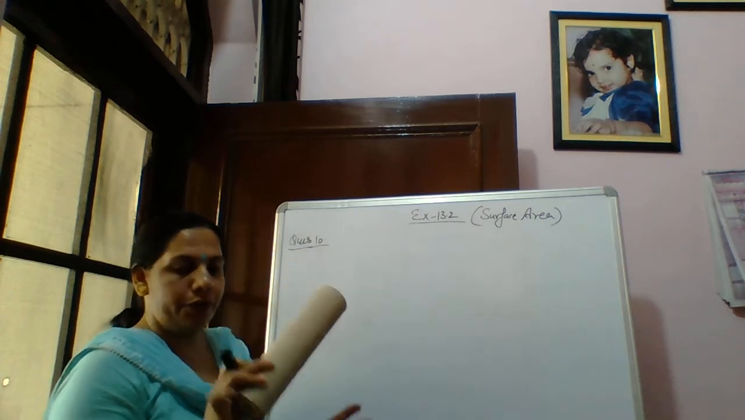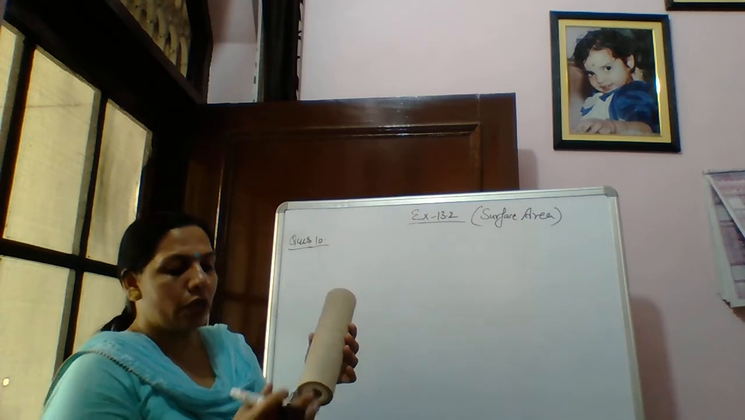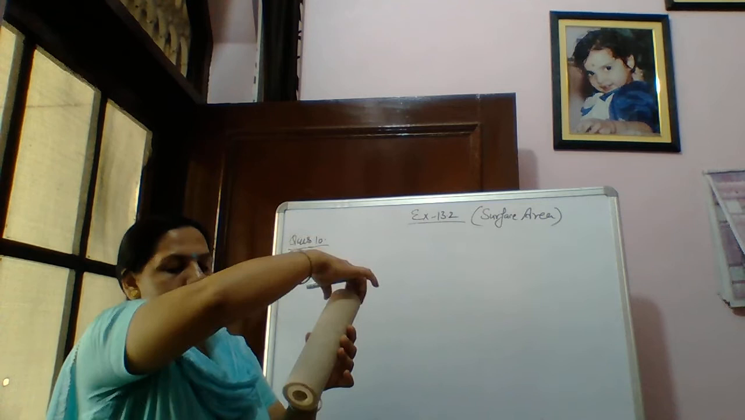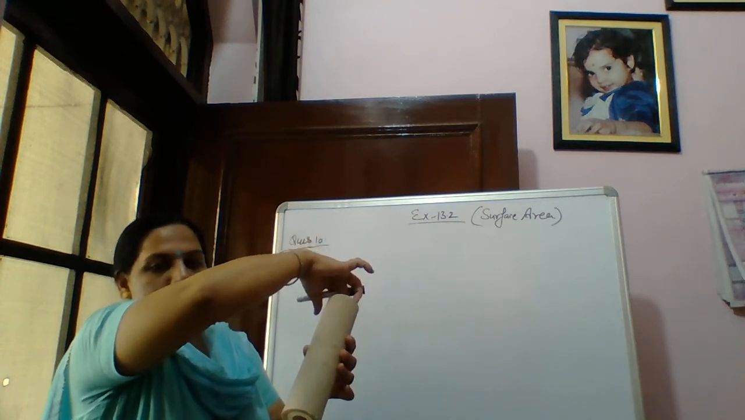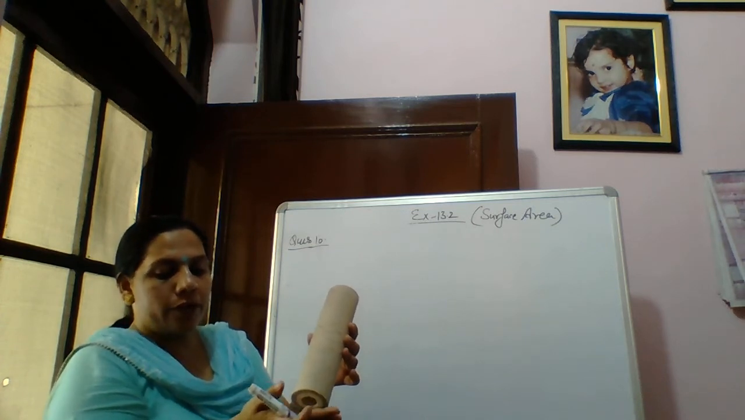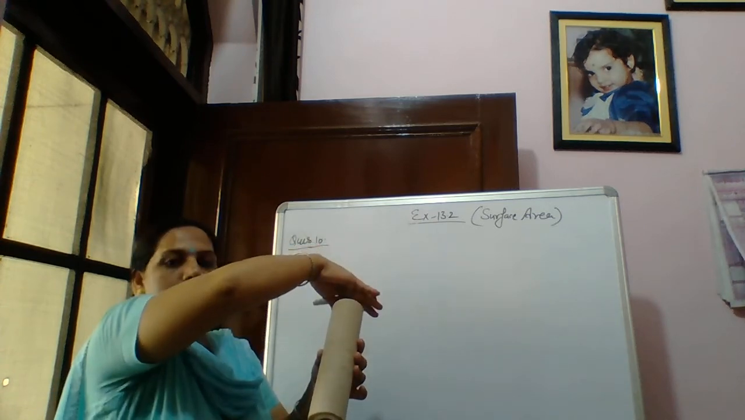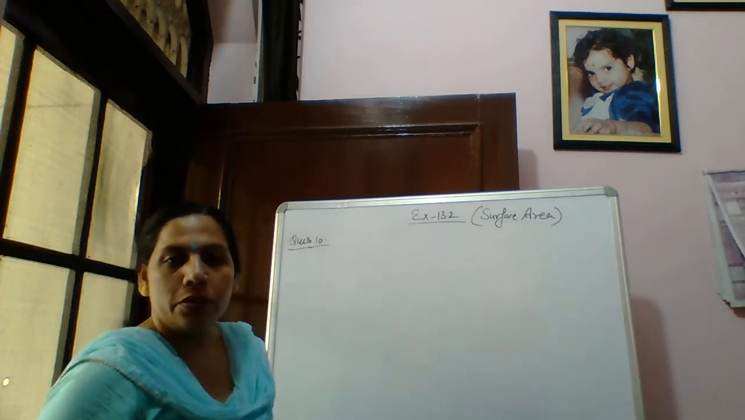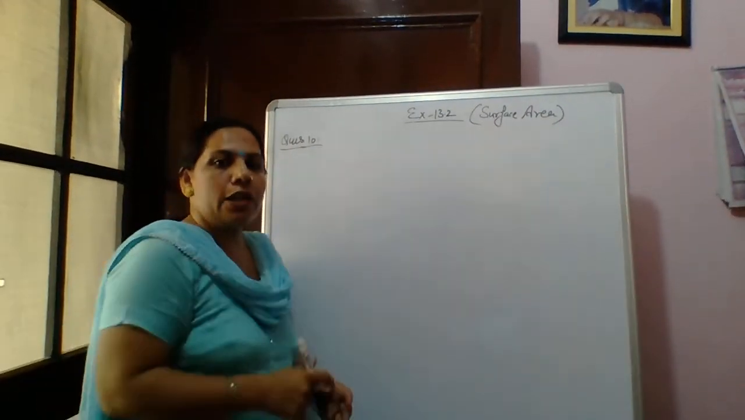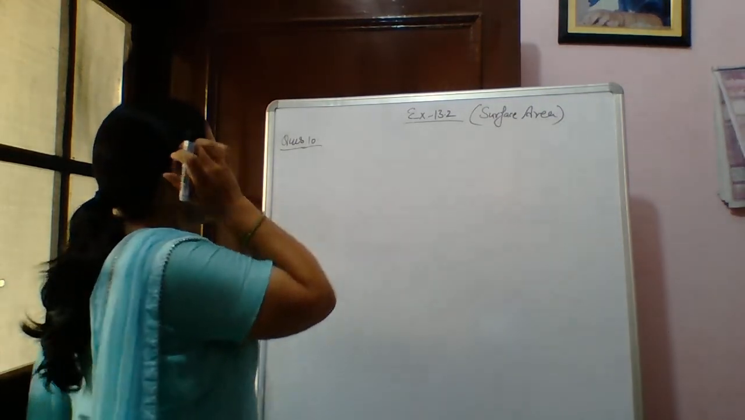This is a lampshade. Suppose this height is 30 cm. But when you are using the cloth, some cloth will go inside from this side and from that side. So 2.5 cm this side and 2.5 cm this side. So its height will be increased by 2.5 from the bottom and 2.5 from the top. So instead of taking height 30 cm, we will use 35 cm.